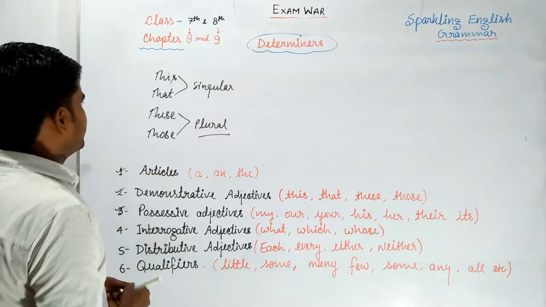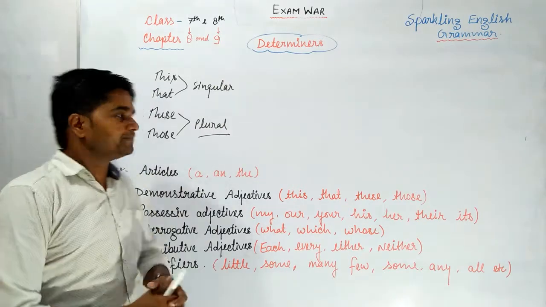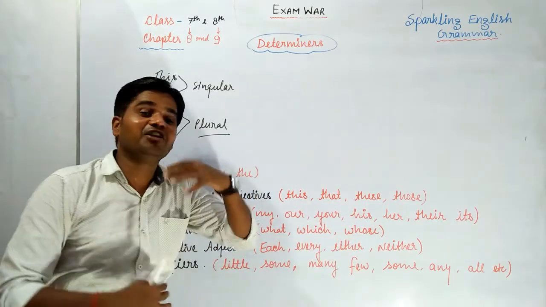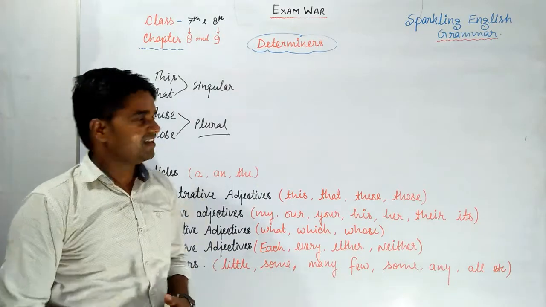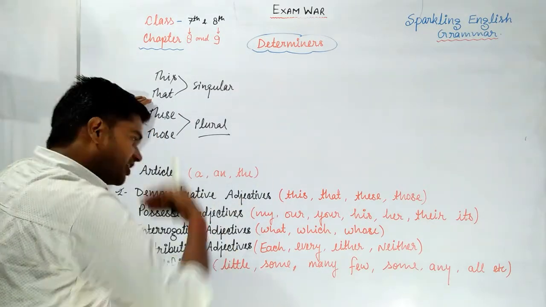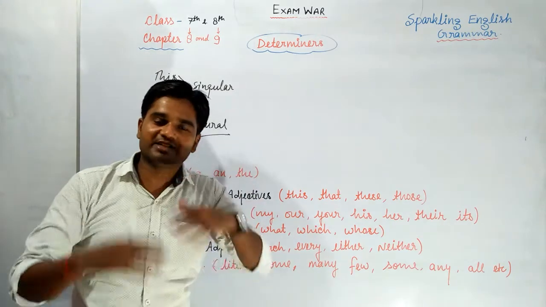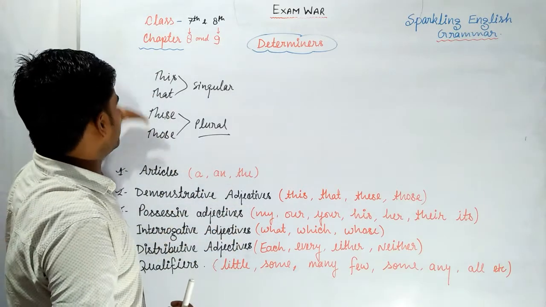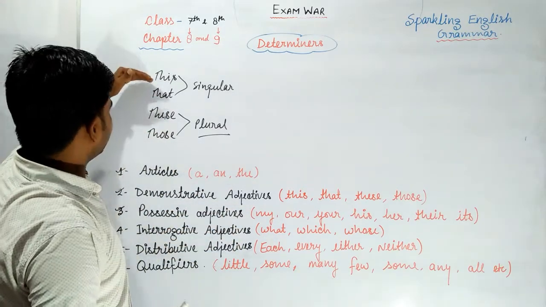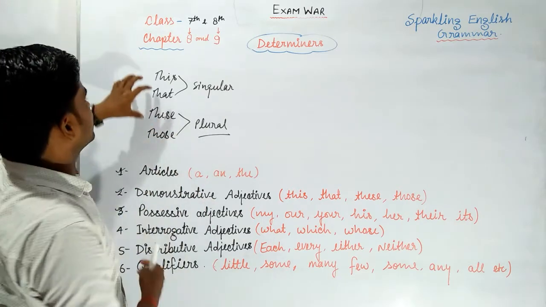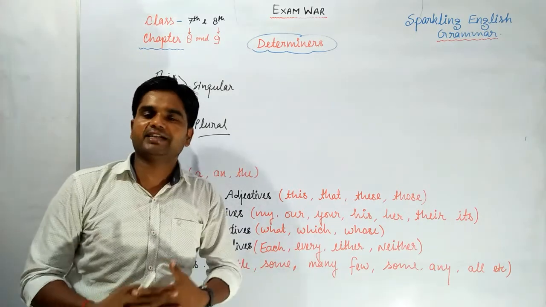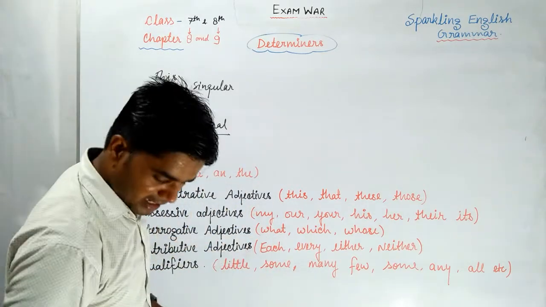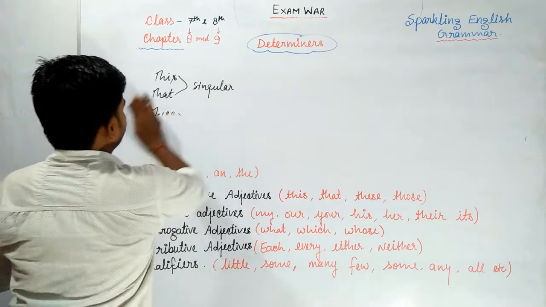And the internal difference between this and that, and these and those, is that this is used for nearer things and that is used for things which are at a distance. Next, these is used for nearer things and those is used for further things. So this is the difference between these and those, this and that. I think the use of these qualifiers, these demonstrative adjectives, is quite simple. That's why there is no need to take any example.